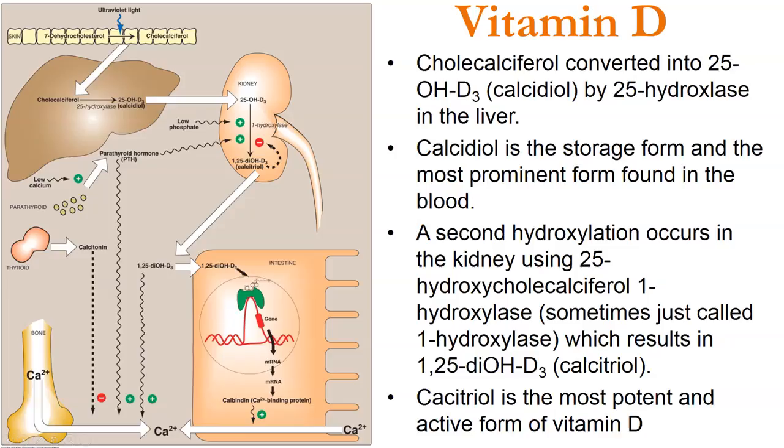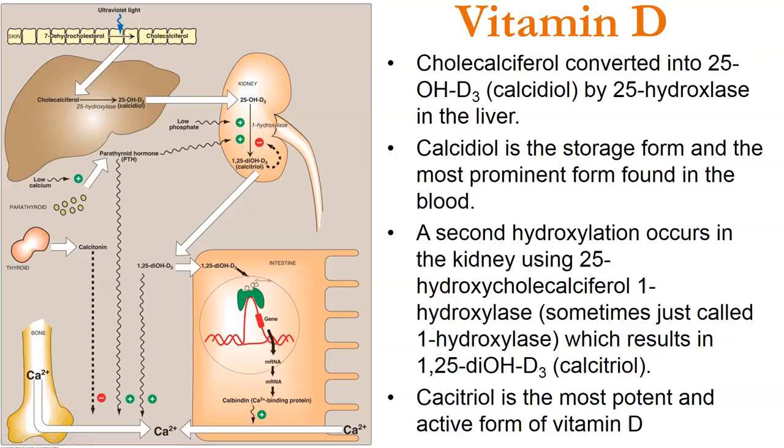So the cholecalciferol was basically what we started with at the beginning. We can actually store that in the liver. So there is a reaction that takes place in the liver, which uses this enzyme 25-hydroxylase. So it's actually going to hydroxylate this cholecalciferol, and it makes a compound called calcidiol. Okay, calcidiol can be stored in the liver. It's also the most prominent form found in the blood.